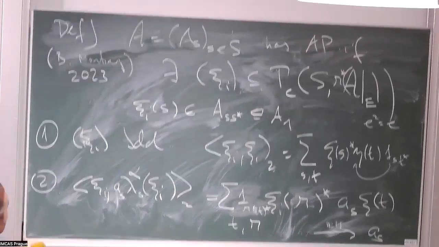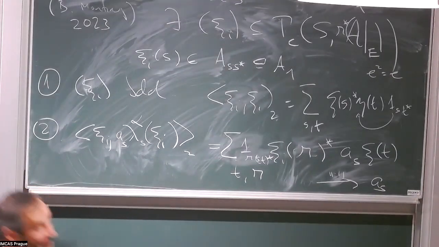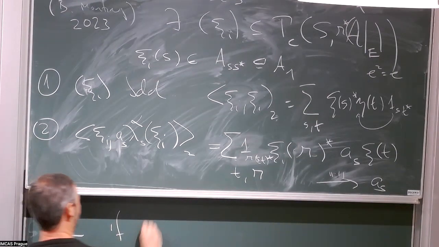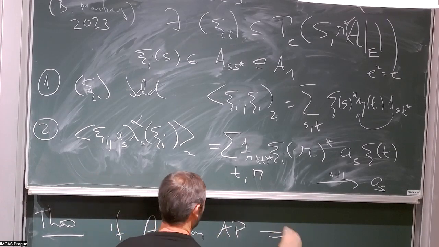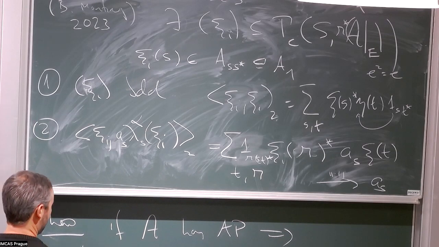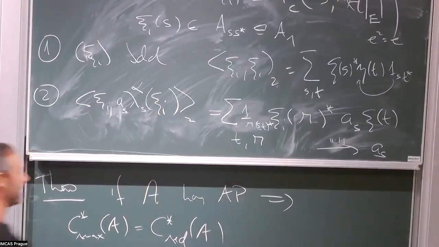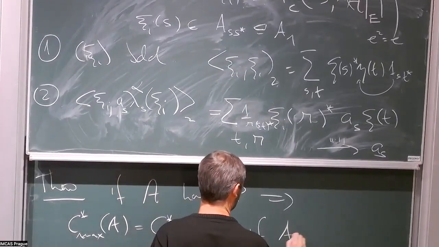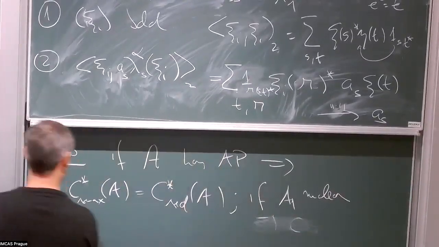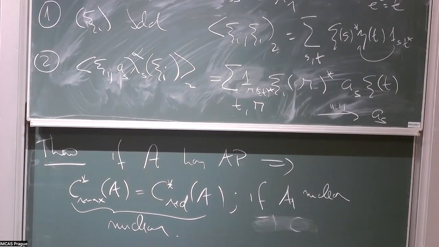The theorem is the same. If A has the AP, then first the full cross-sectional algebra is equal to the reduced, so it has the weak containment. And if the unit fiber is nuclear, then both these algebras are nuclear. They are equal and nuclear. So that was the main point.